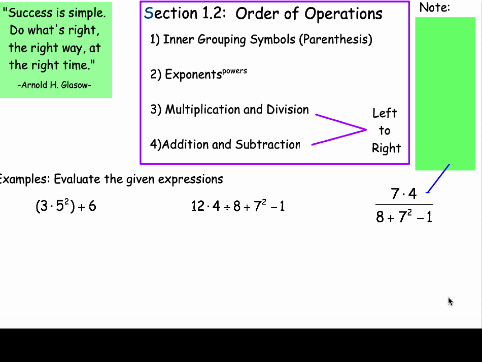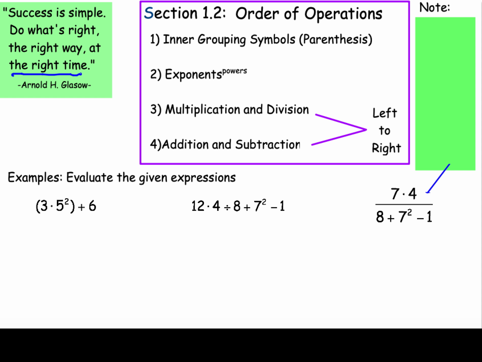All right, this video is going to talk about the order of operations. Basically, if we're going to evaluate expressions, we should also be able to talk about the order in which we evaluate them. So we've got some examples down here at the bottom, and we've got our rules up at the top. Remember that the key to the order of operations is just taking all the right steps at the right time, as Arnold Glasgow says.